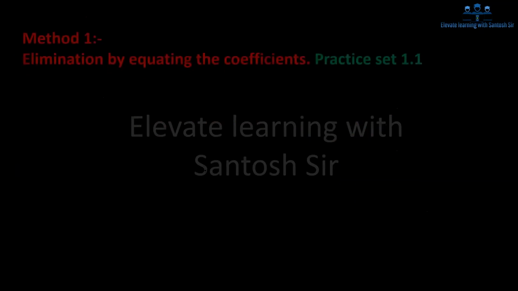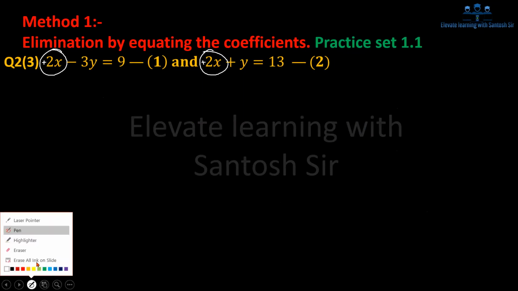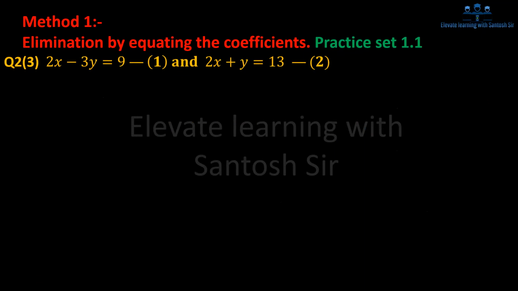Let's take up the next question. Here 2x minus 3y is 9 and 2x plus y is 13. Luckily, we have 2x in both the equations. This time the sign is also the same. So we can subtract the two equations to solve. Always subtract smaller from the bigger. So we will subtract equation 1 from equation 2.